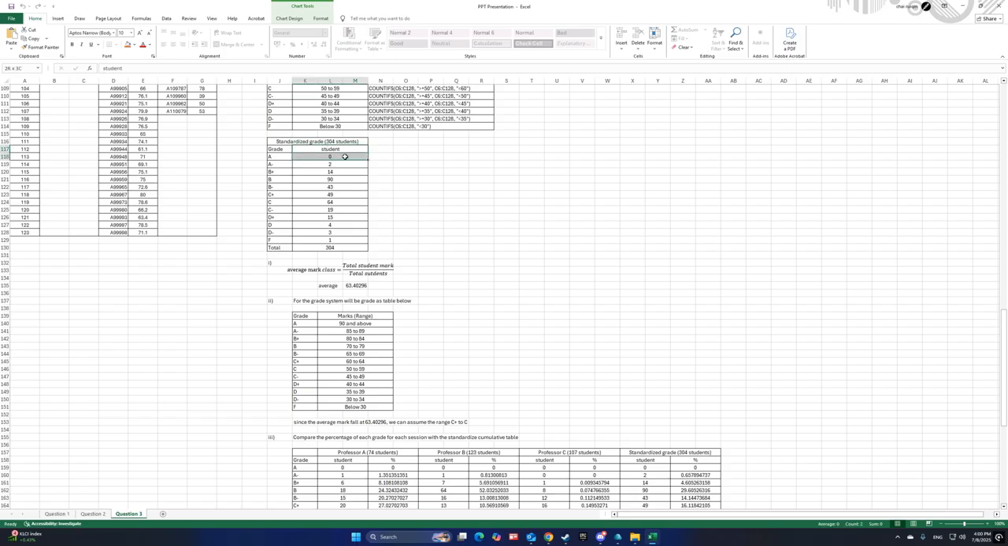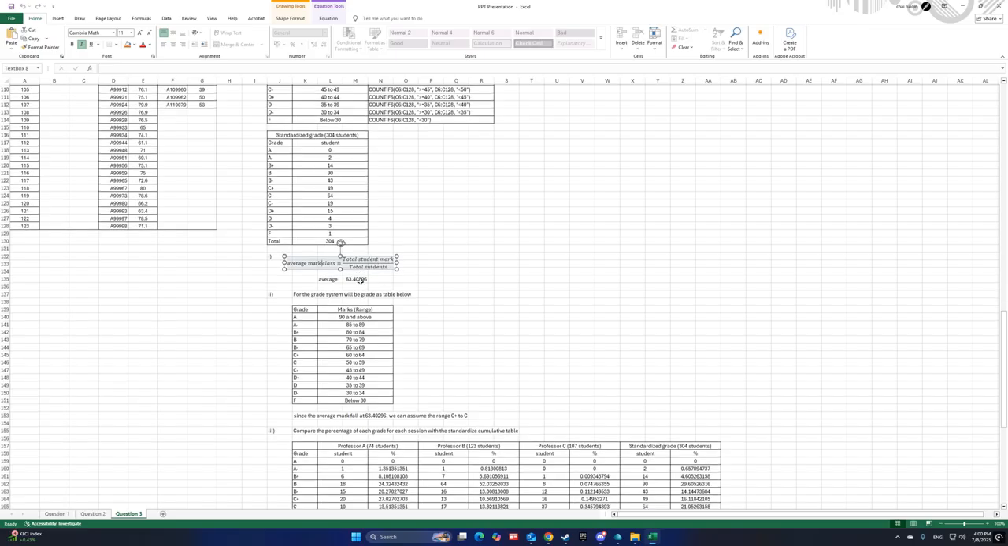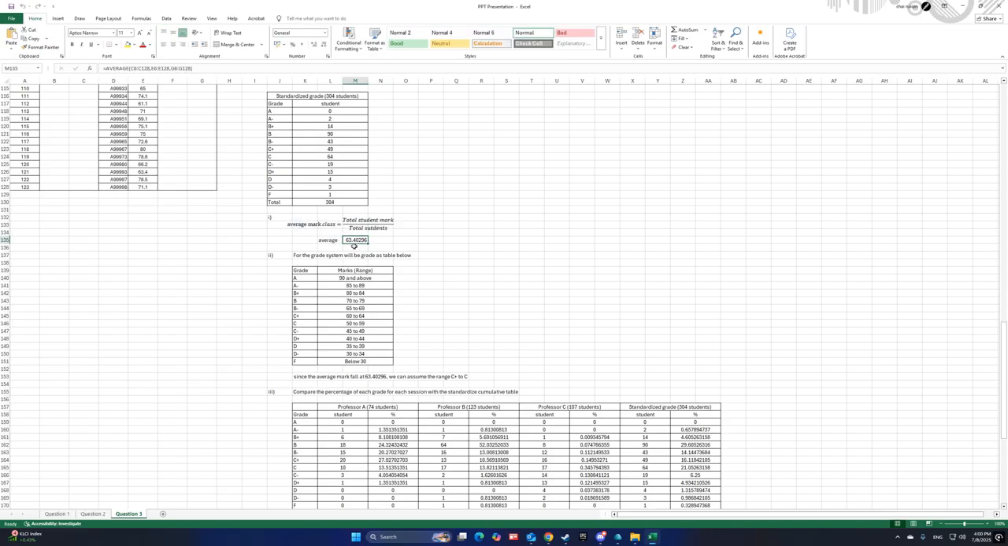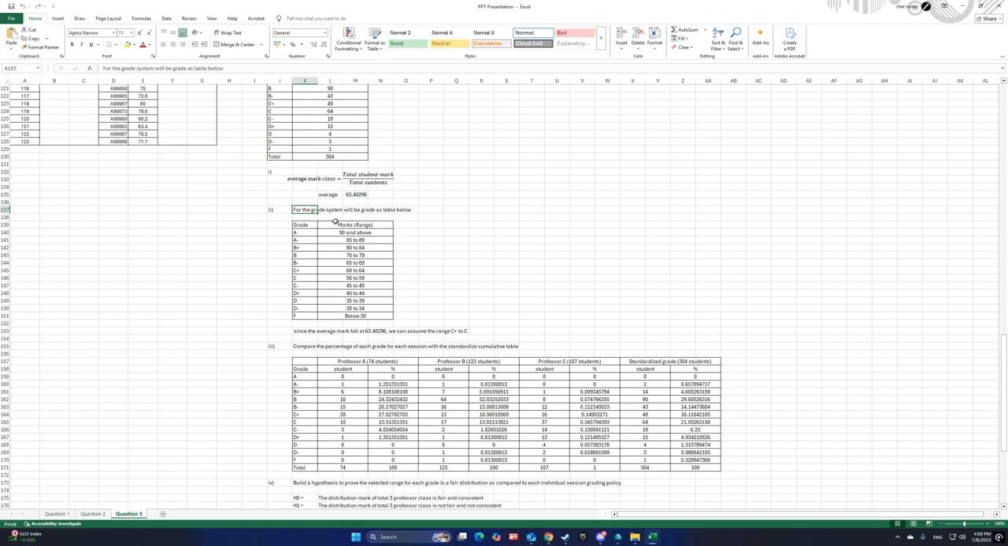For the total class we have 304 students. This is the grade for the total class. Firstly, we need to get the average mark. The average mark is the total student marks divided by the total number of students. So at the end we will get 63.40296. Then for the grade system, we will set it the same as previously, because we don't want to change the grade for this system.